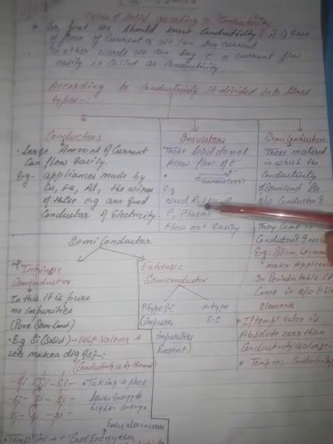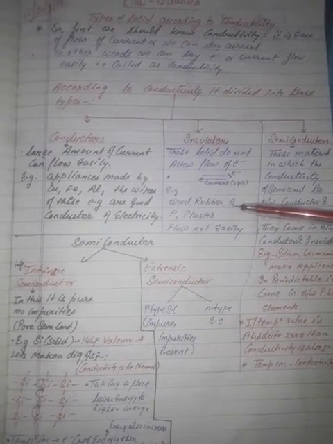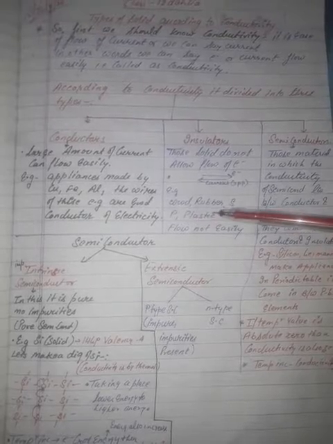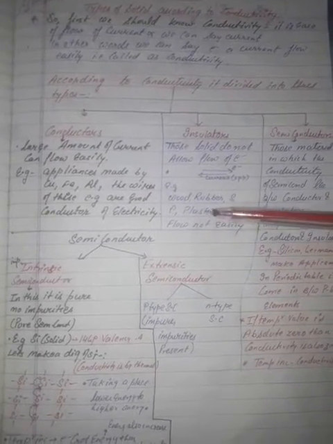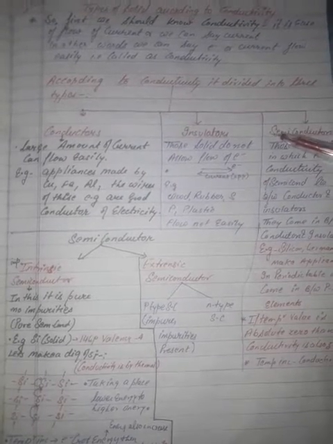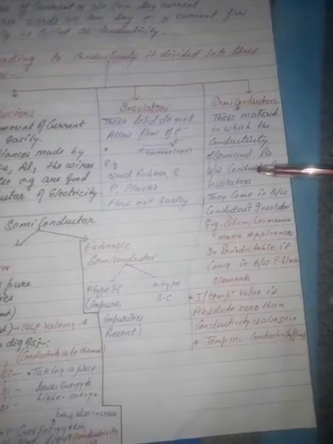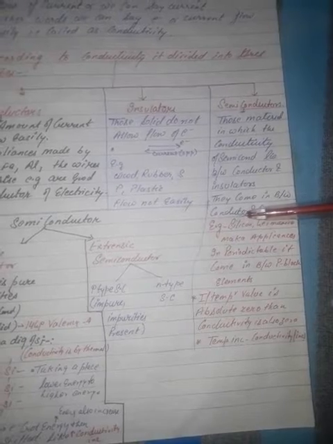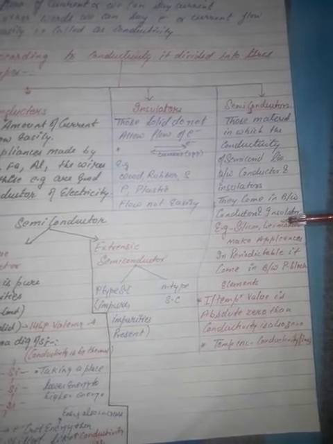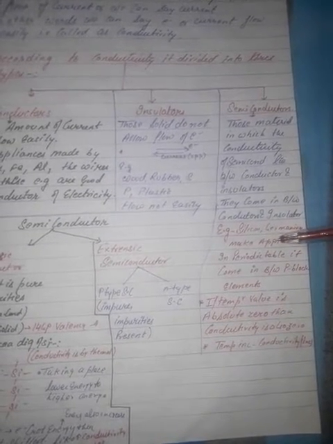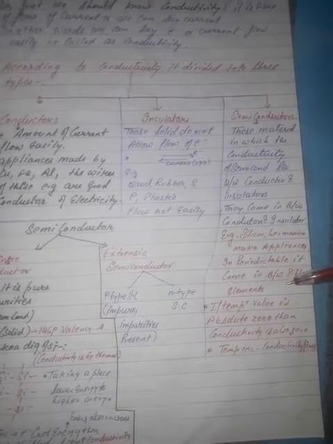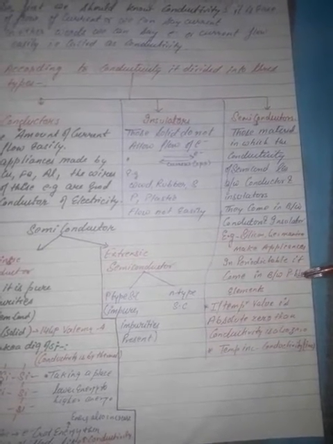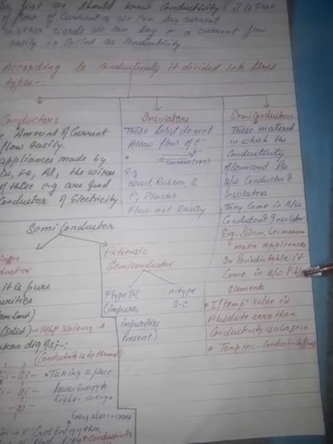Examples of insulators are wood, rubber, sulfur, phosphorus, plastic. It means that current does not flow easily. In semiconductors, we are using silicon and germanium for making the appliances. Mainly we are using p block elements here.